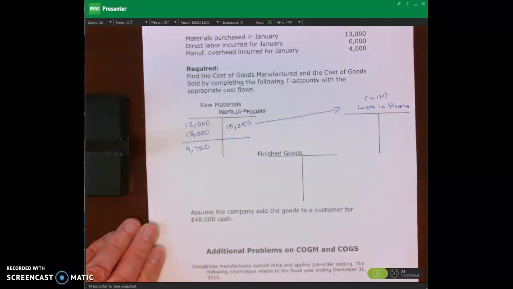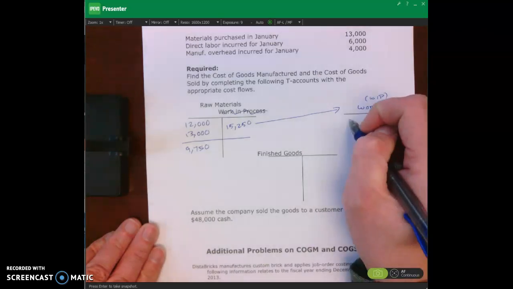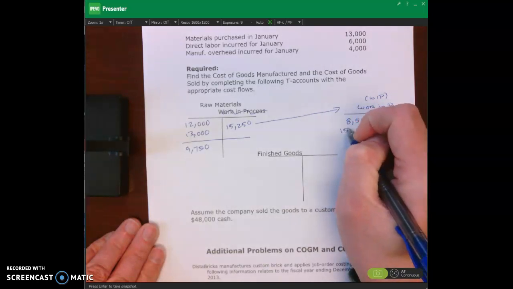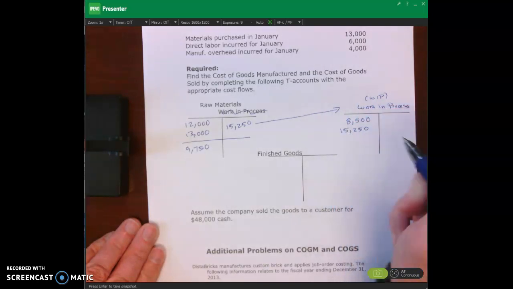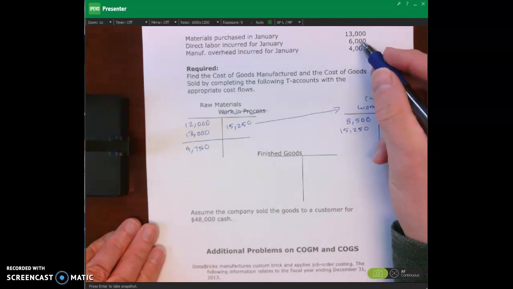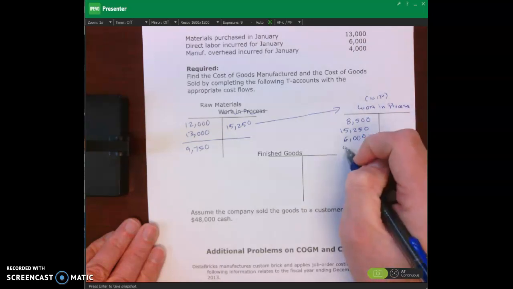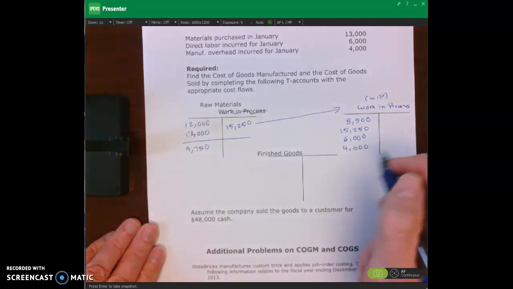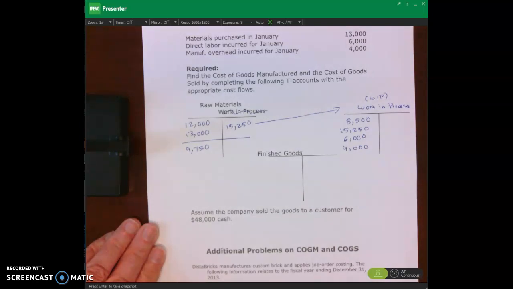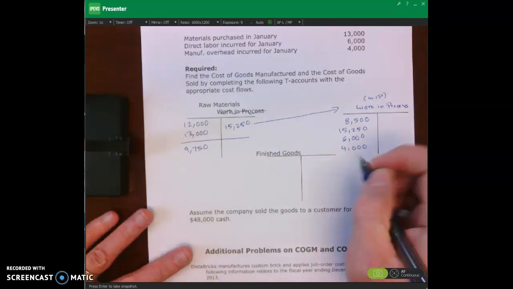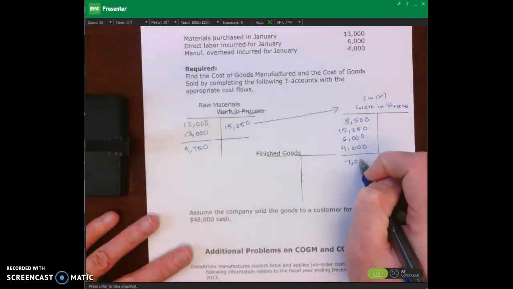to work in process. Now we are told that we have a beginning balance in work in process of $8,500, and then we add in our direct materials, and then we add in our direct labor of $6,000, and then we also include our manufacturing overhead of $4,000. We're told on the prior page, here's the $8,500, here's the $7,000. We have an ending of $7,000.